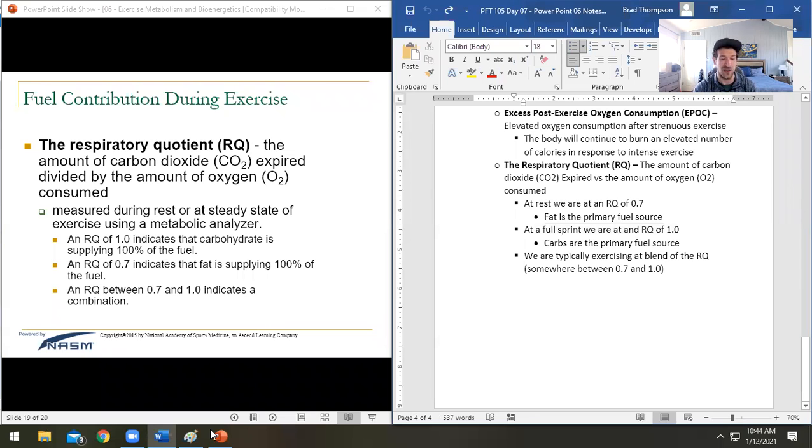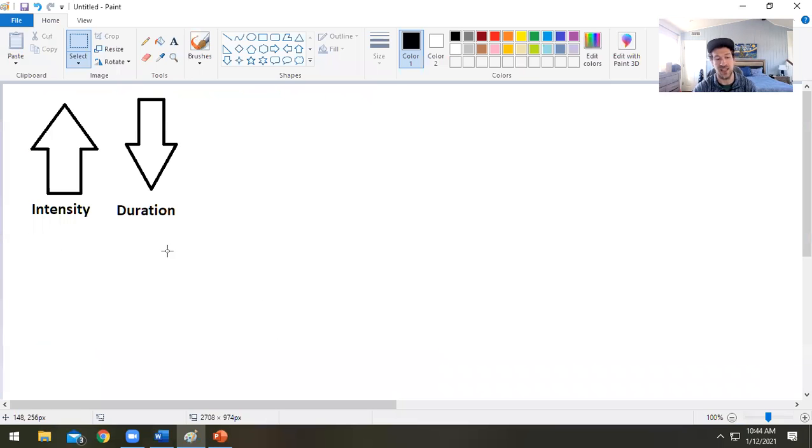So now let's go back here and modify this chart. Intensity versus duration. As intensity goes up, duration is going to go down. Well, remember, we've also got our RQ here, right? So I'm going to put a little divider here. So now we've got our RQ, our respiratory quotient.